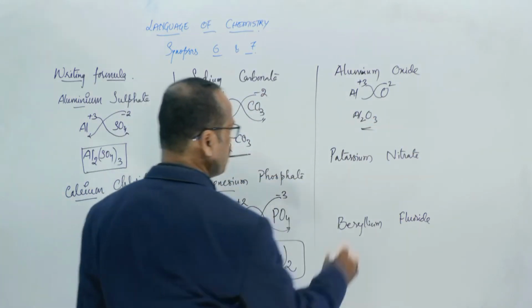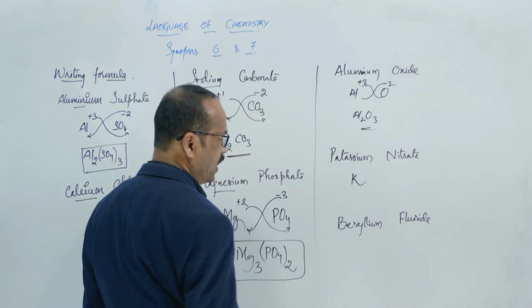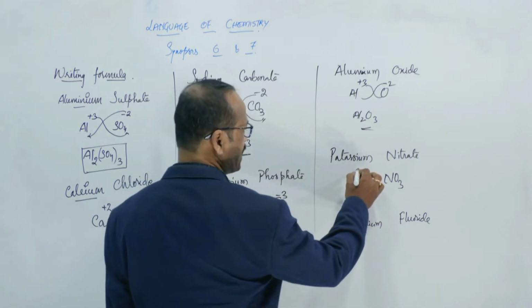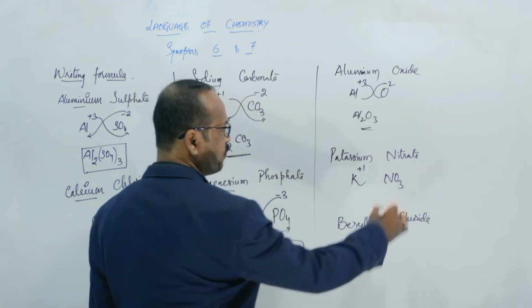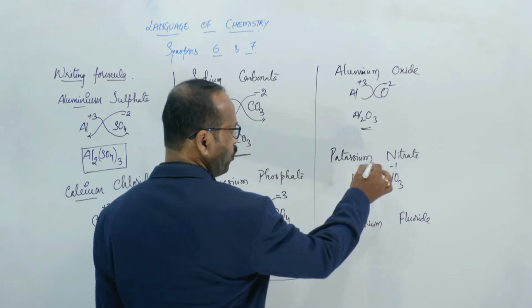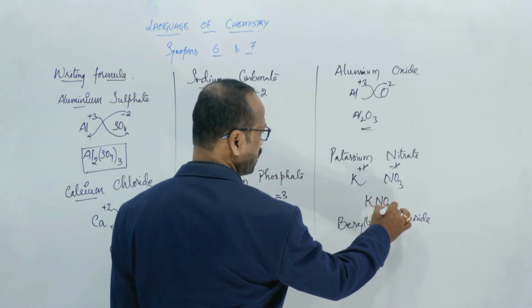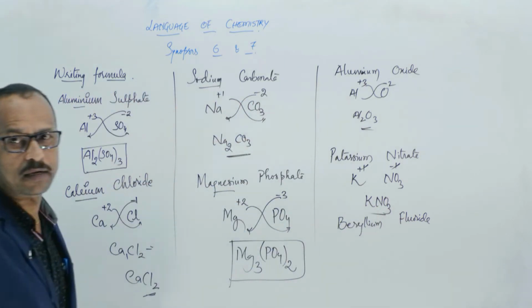Now then you see potassium nitrate. Potassium is what? K. Nitrate is what? NO3. What's the valency of potassium? +1. What's the valency of nitrate? -1. Both are 1, so they cancel. So directly write KNO3. That's all. This is potassium nitrate.